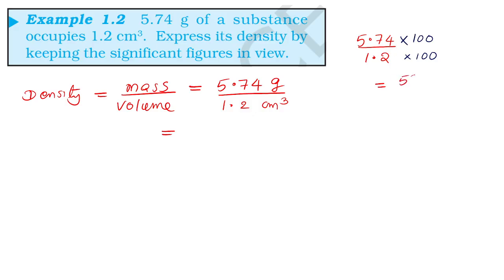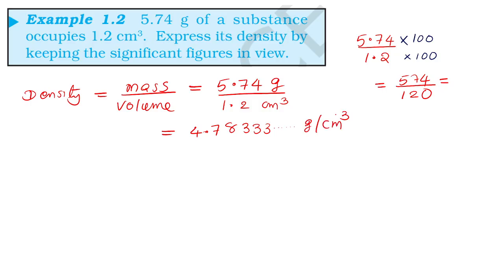5.74 into 100 will be 574. 1.2 into 100 will be 120. If you don't understand that, you can tell me. 574 by 120, we have no confusion. But if the point is there, we have confusion, right? So let me do the division. 574 divided by 120. You will get 4.78333 goes on. Gram per centimeter cube.